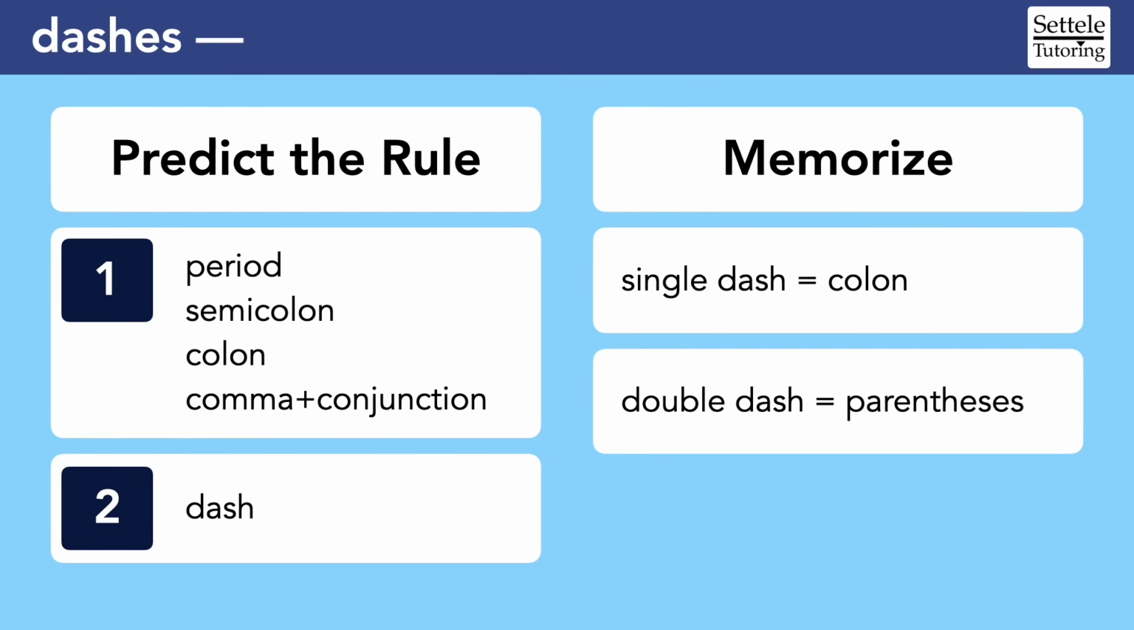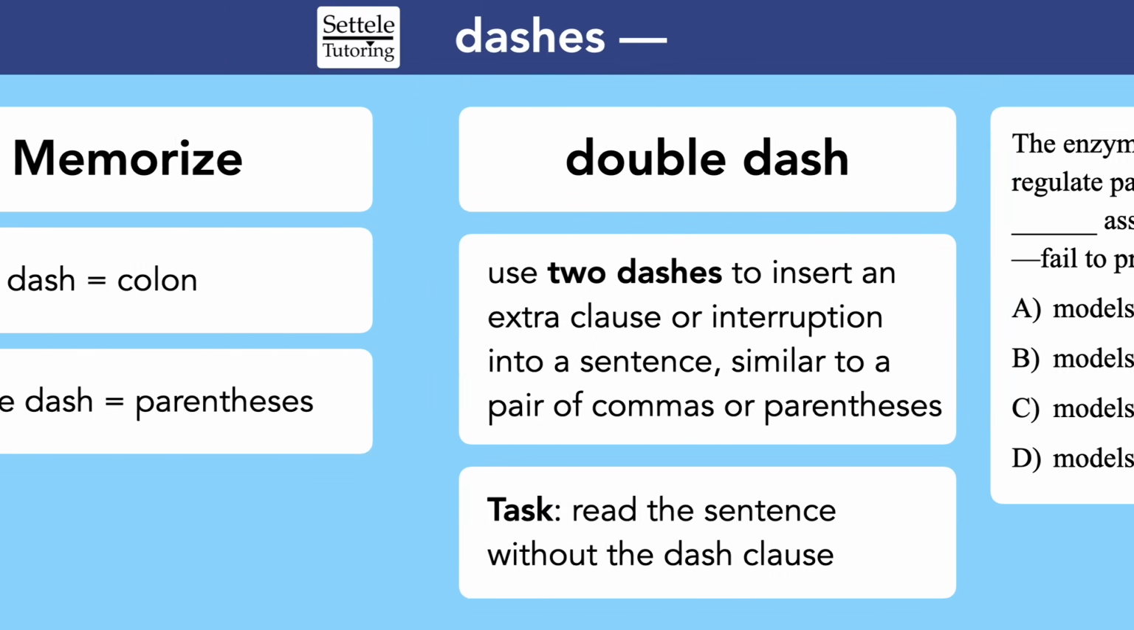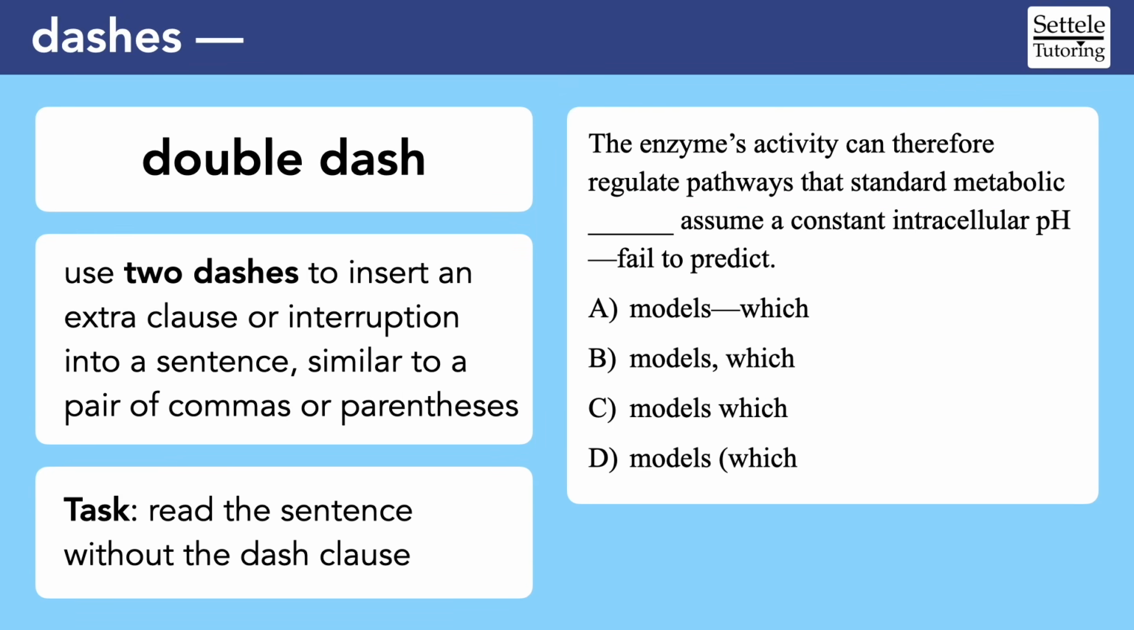Let's start with the double dash, since it's probably the easier of the 2 rules to understand. In English, we use 2 dashes to insert an extra clause or interruption into a sentence, similar to a pair of commas or parentheses. When we see a double dash opportunity on the SAT, our task is to read the sentence without the extra dash clause. If it sounds like a complete sentence, then the double dash is probably correct.